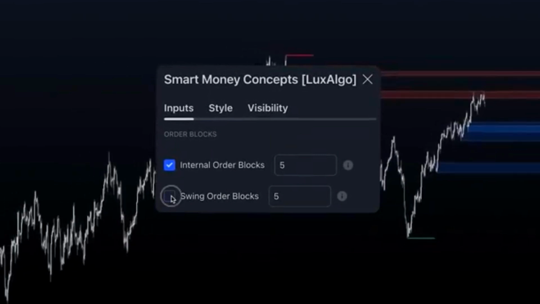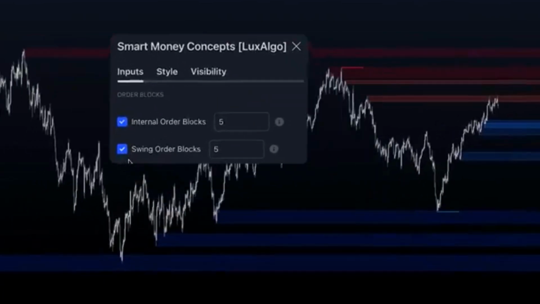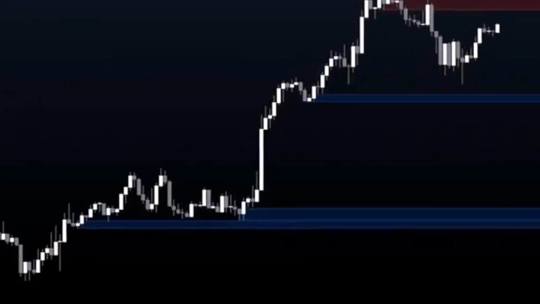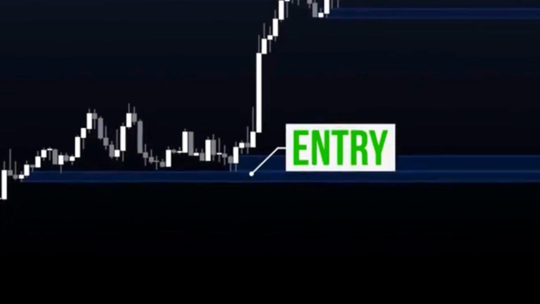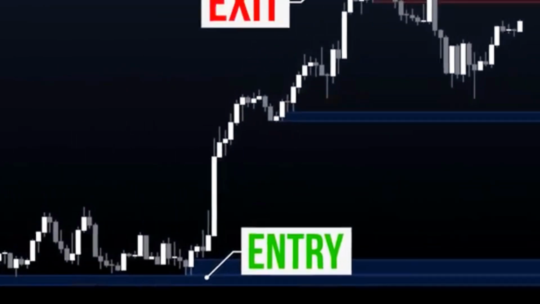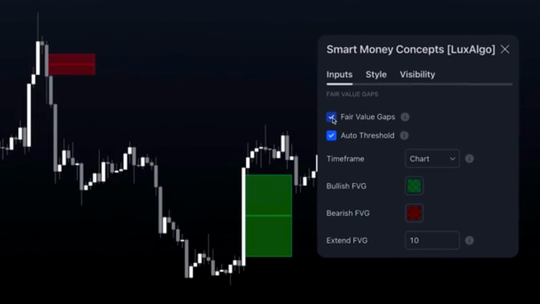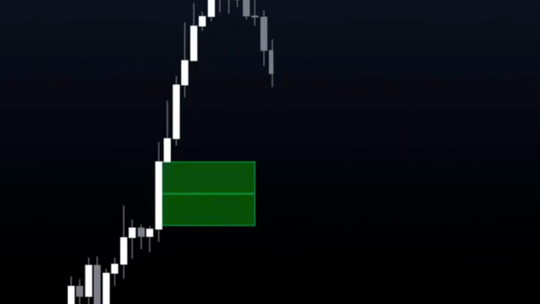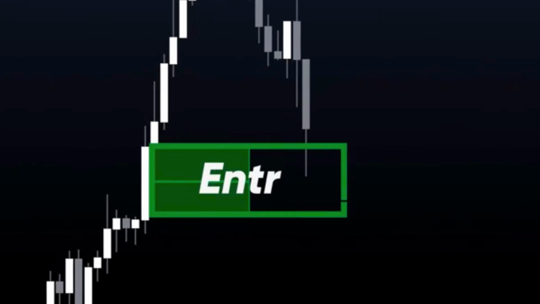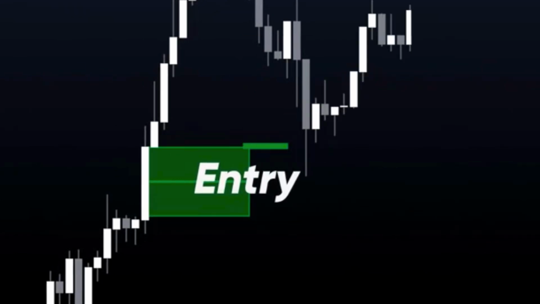Just like with market structure, you can detect more significant blocks by enabling swing order blocks. A trader may choose to use internal order blocks to enter trades and more significant swing order blocks as areas to exit. Fair value gaps can also be enabled, and these are imbalances within the price that need to be filled. Price will gravitate towards them, and they're often used to find more precise areas within a retracement to enter a trade.